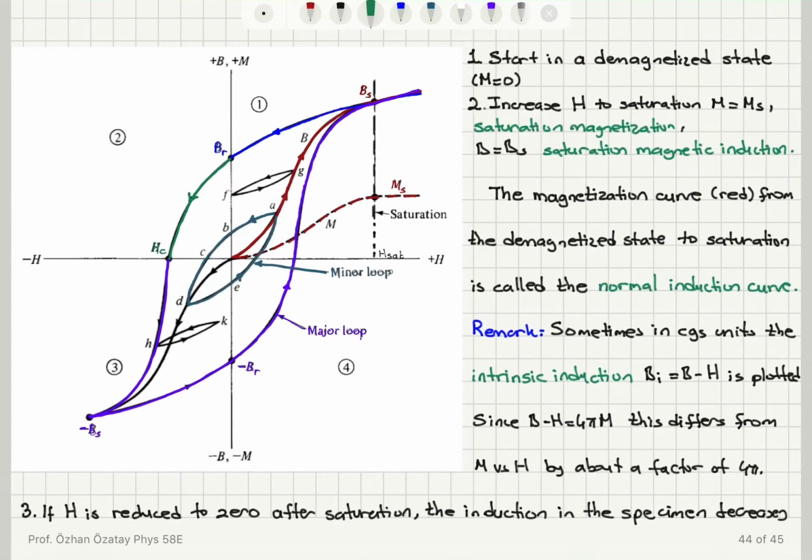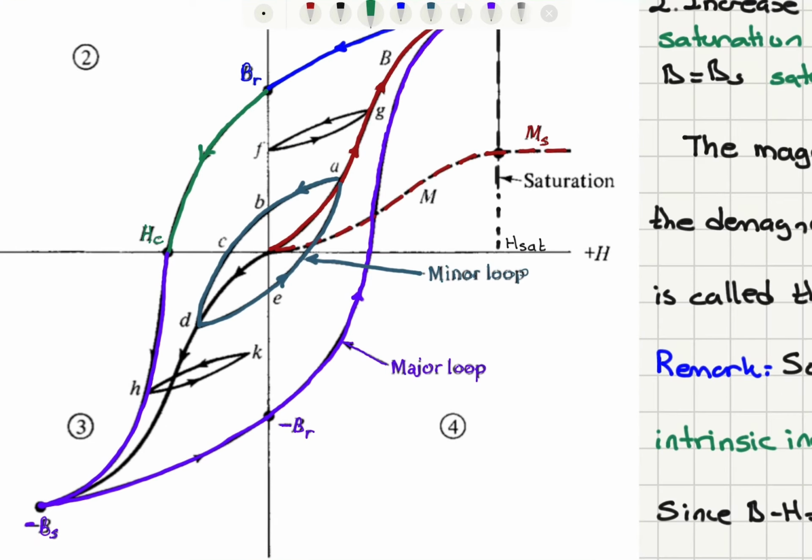Now you can see here that when I'm tracing a minor hysteresis loop, I also have a remnant field here, BR. Let's call this BR prime for the minor loop that I have chosen. And there is also a coercive field that's at point C, HC prime.